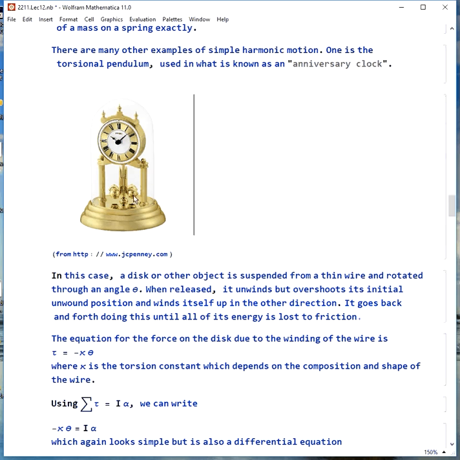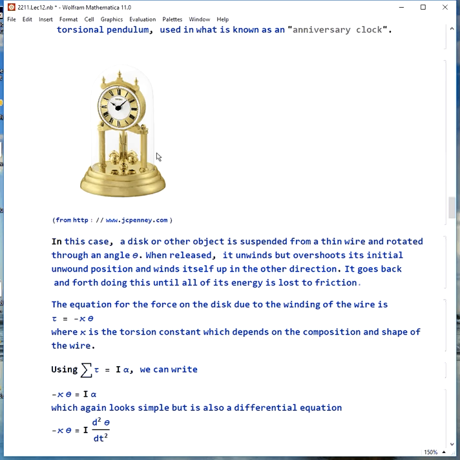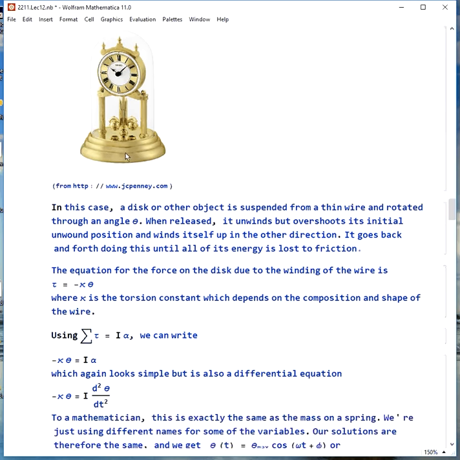You wind them up, and then when you let go, they unwind, but they overshoot their initial angle and wind up in the other direction. Then they just keep unwinding and winding over and over again until friction takes all the energy. The torque that we would have on this torsional pendulum is linearly proportional to the angle that we wind it through, and of course it's negative since it's a restoring torque.